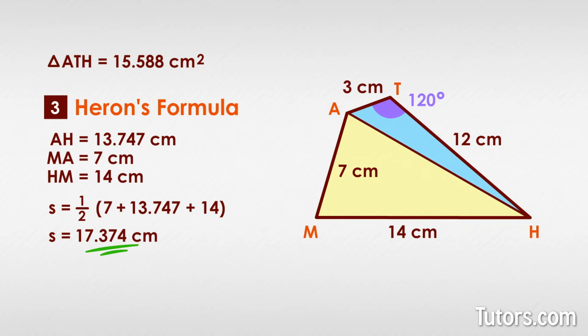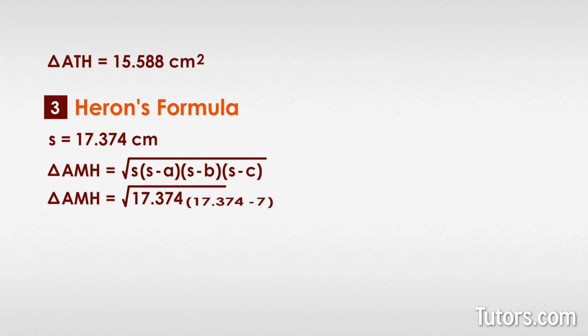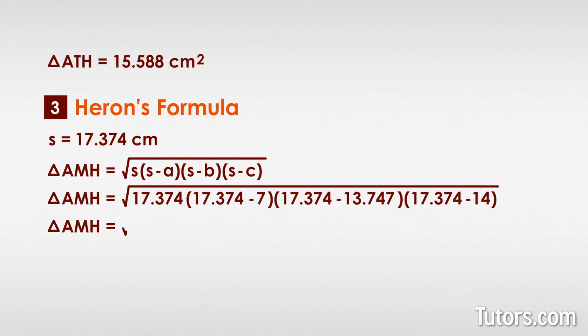Our answer is S equals 17.374 centimeters. Now we have the measure of S, and here is Heron's formula. A, B, and C are the lengths of the three sides. Now we plug in the value S throughout and solve to get the area.